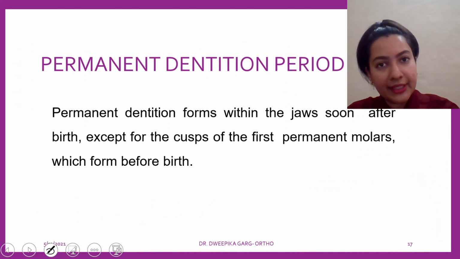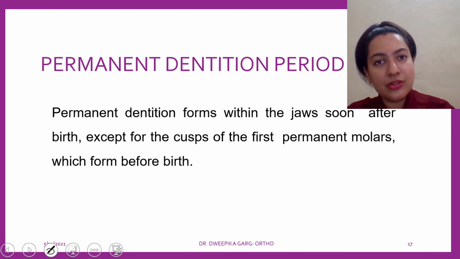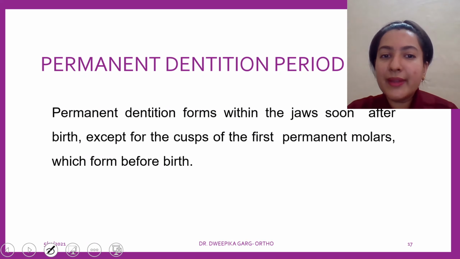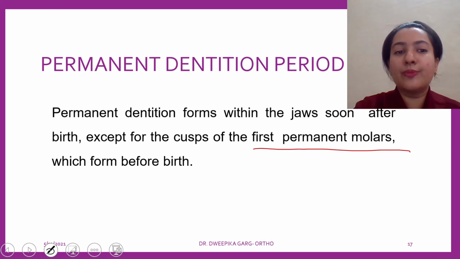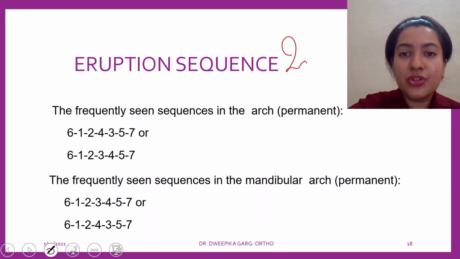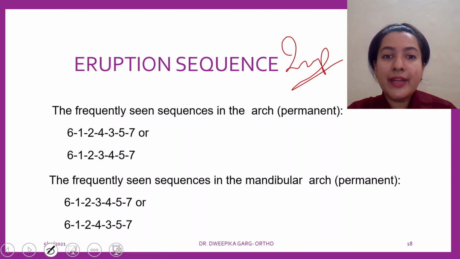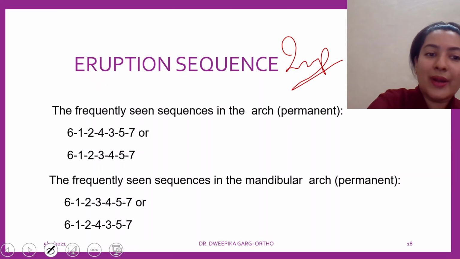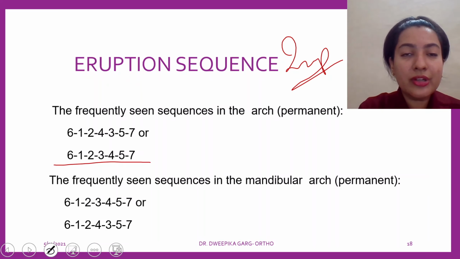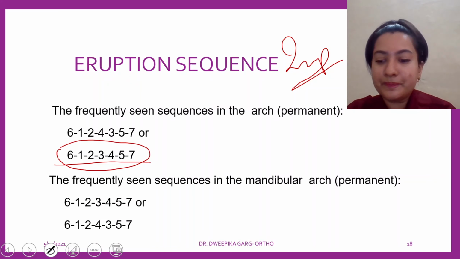And to help you continue in the same concept, we saw what is neonatal, what is primary dentition, mixed dentition, and then permanent dentition. Permanent dentition forms within the jaws soon after birth, except for the cusp of first permanent molar, which forms before birth. Okay, and eruption sequence is very important. You should be very thorough with the eruption sequence of primary and permanent teeth. So in permanent teeth, we see 6, 1, 2, 4, 3, 5, 7 or 6, 1, 2, 3, 4, 5, 7. The very first tooth to erupt into the oral cavity is your first molar, followed by your central incisor.